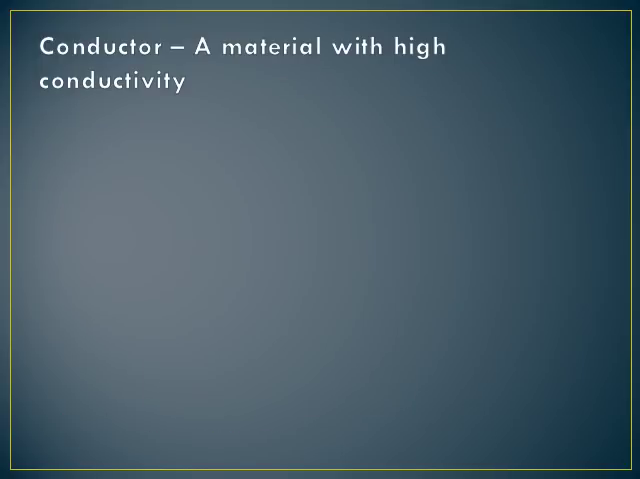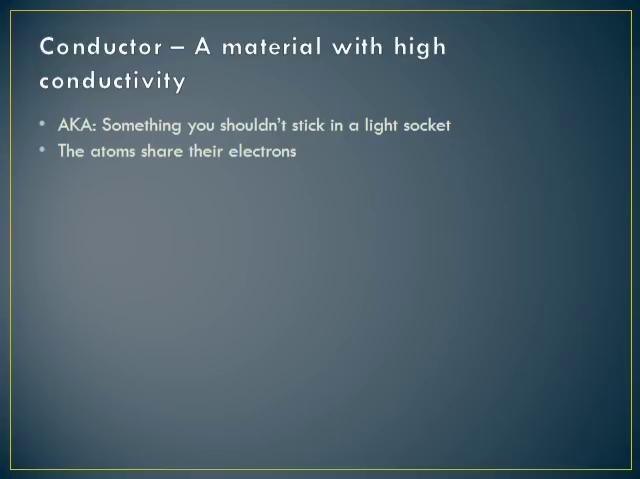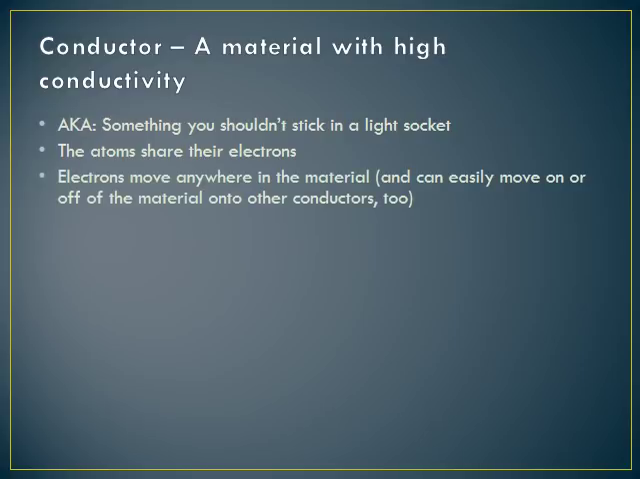So the other category of materials is known as a conductor, which is a material that has a high amount of conductivity. In other words, the electrons can move easily around those atoms from one atom to the next. These are materials that you're not going to want to stick in a light socket because the high energy electrons in the light socket could easily come out and cause electrocution. The atoms are happy to share their electrons. The electrons can move anywhere in the material, and they can also easily move on and off of the material onto other conductors as well. So if you touch two conductors to each other, they just happily share electrons all over the place very quickly.